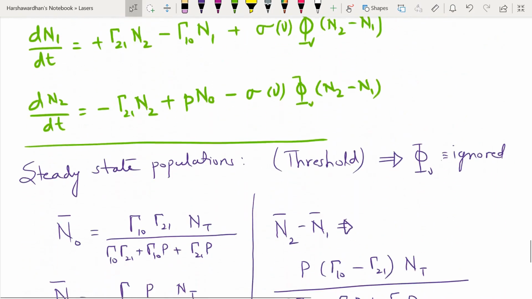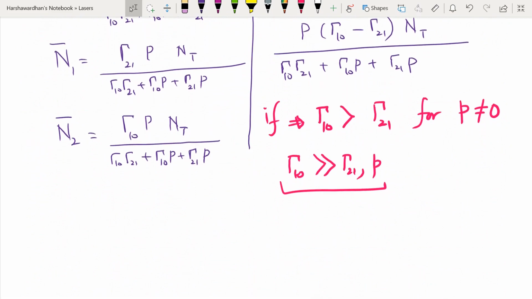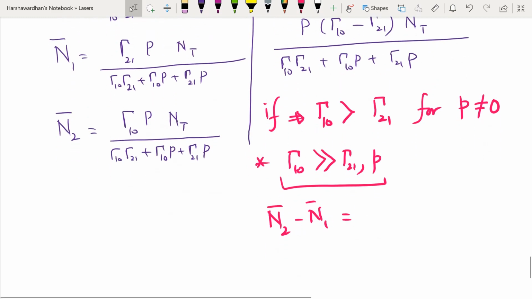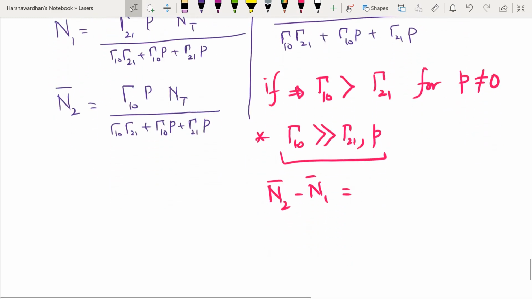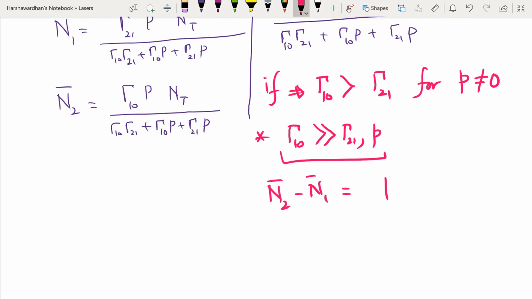If so, that is the most dominant mechanism. If this is true, then you see that I can write down my N2 bar minus N1 bar to be simply, so gamma 10 is dominant. So you see I can ignore my gamma 21 there. So what I get is simply P times N total, divided by gamma 21, right?